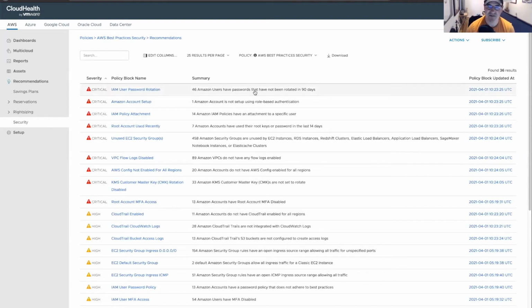There are policies in here that will show you resources and users that have old policies, old passwords or old credentials. There are things that are going to show you that you've got 89 VPCs without flow logs turned on. This one is killer for me. There's 13 AWS accounts with a root user that doesn't have multi-factor authentication turned on. That's like asking for a problem. This is kind of the high level of CloudHealth and what it can and can't do.